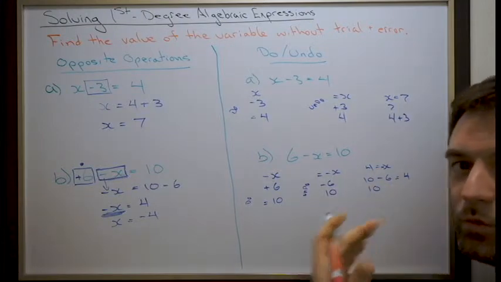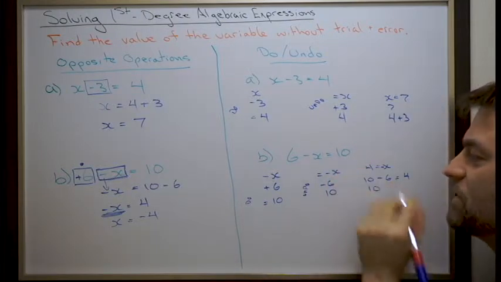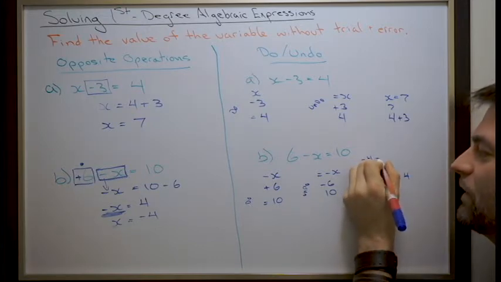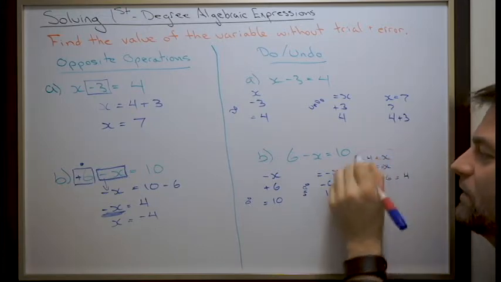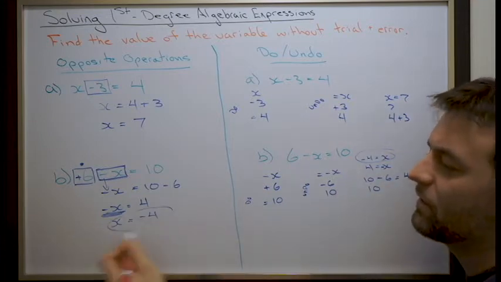And again, when we have that negative in front of the x, we just want to switch it. So negative 4 equals x. There's our answer, matching up with this one over here.